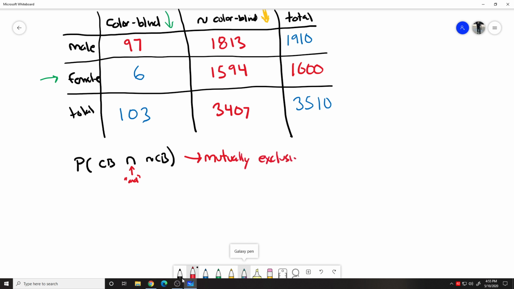exclusive. We can ask an and question as long as one of them is a row and the other one is a column, but we can't ask an and question if they are both columns or both rows. We can't ask that type of question. It doesn't make sense given that we're using a two-way table.